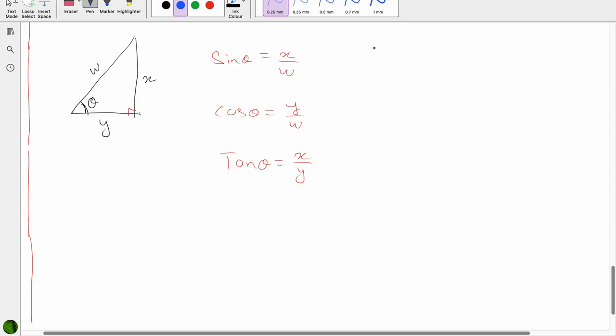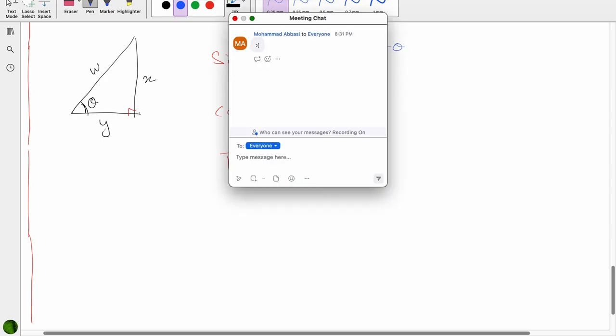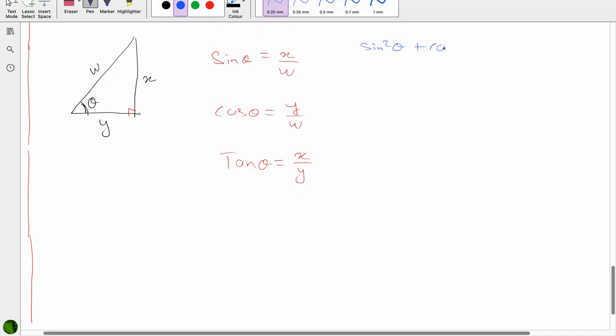So for the first identity, it was sine square theta plus cos square theta is equal to 1. You just have to memorize this. We are doing this proof for satisfaction. So sine square theta plus cos square theta equals 1.